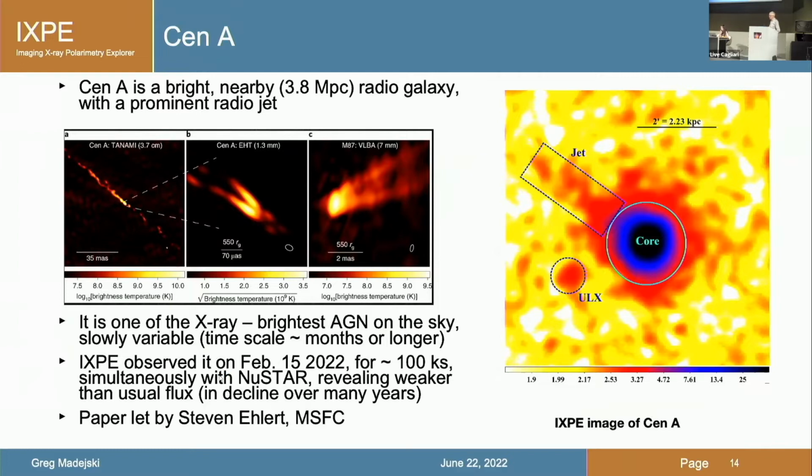It's probably about a factor of 3 or so lower than it was when RXTE performed very long monitoring of this object. It was observed for also another about 100 kiloseconds or so. And again, the paper was led by Stephen Ellard from Marshall Space Flight Center. And this is again an image of the 3 detectors together. There happens to be a ULX in the field of view that has not been fully analyzed yet. This paper again has been submitted and it's on the archives already.